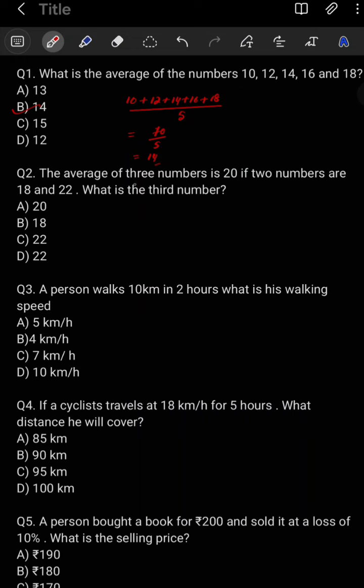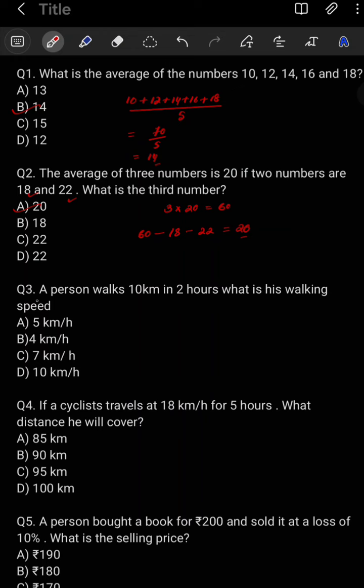Next, question number 2: the average of three numbers is 20. If two numbers are 18 and 22, what is the third number? If they ask a question like that, first of all find the total. There are three numbers and the average is 20, so you will get 60 in total. Now from that 60, two numbers you know, one is 18 and one is 22, so you subtract 18 and 22 from it. You will get 20. So option A is your correct option.